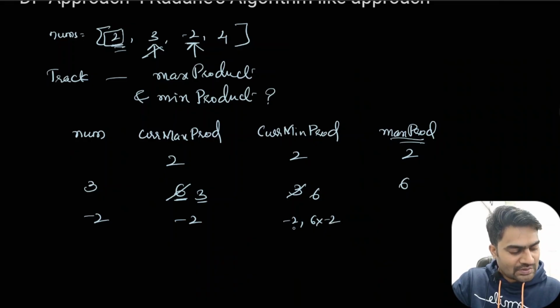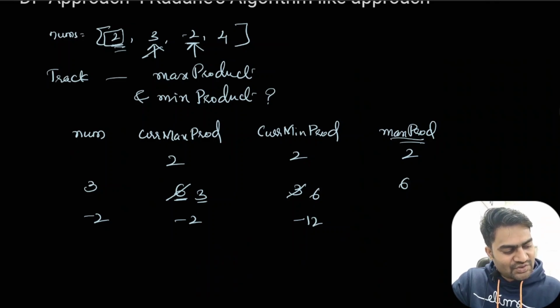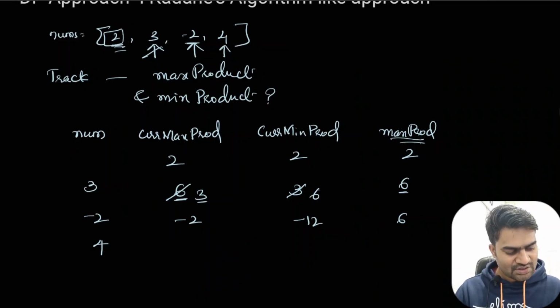So out of minus 2 and minus 12, which is minimum? Minus 12 is minimum here, because that's a negative number. Now if you see, our max product won't get updated because 6 is only the maximum as of now. Now let us consider the next number. We'll take 4. Now 4 comma 4 into minus 2, so this becomes minus 8. Out of these two, which is maximum? 4 is maximum, so I will take 4 as my current maximum product.